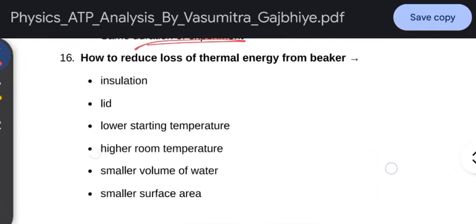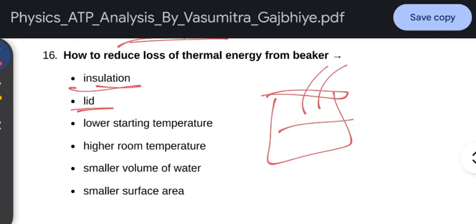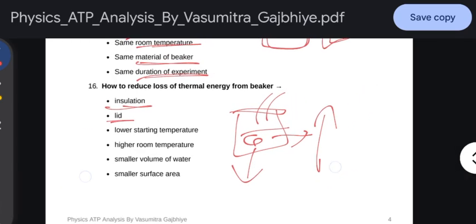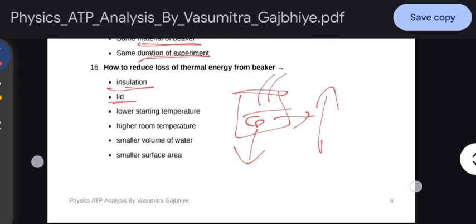How to prevent the loss of thermal energy from a beaker? Of course, you can insulate it. You can put a lid on top of the beaker to prevent the loss of the liquid through evaporation. Then you can lower the starting temperature to get more range of temperature, and have a higher room temperature, so that it doesn't lose heat to the atmosphere. Of course, when the room temperature is higher, the heat won't be lost. Okay, so use a smaller volume of water and a smaller surface area.